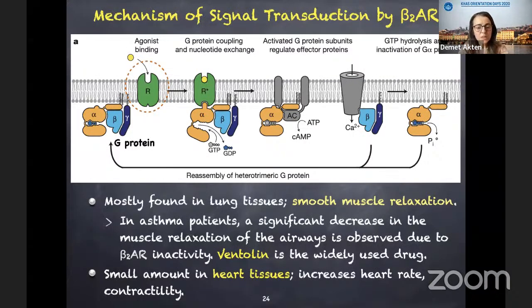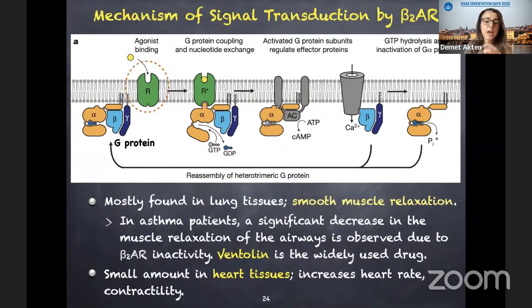Unfortunately, in asthma patients, this cycle doesn't work properly. In other words, when an agonist binds, it simply doesn't activate the receptor. The receptor does not respond in a normal way. When that happens, a drug molecule called Ventolin, which is widely used, attaches itself to this receptor, binds more effectively than an agonist would, and starts activating it in a normal way. As long as you take this drug, your smooth muscle will relax normally, and you will not have difficulty in breathing.